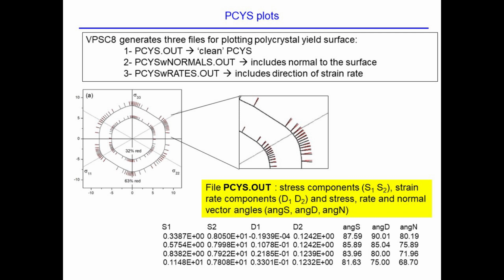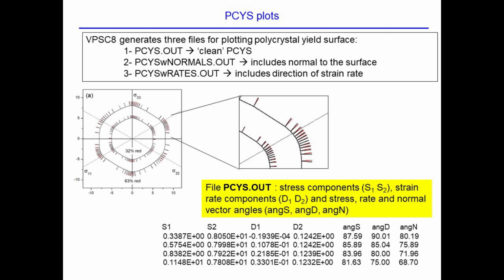And if you go into the file polycrystal yield surface.out, you have here the components of the stress, S1 and S2. This is S1, this is S2. The components of the stress for all the points that I use to calculate the yield surface. I usually use 32 points. And then it also has the components of the normal to the yield surface. And then it also gives you the angle that these vectors, be it the stress or the normal or the strain rate, make with the horizontal plane. Okay, so that is information available in this file.